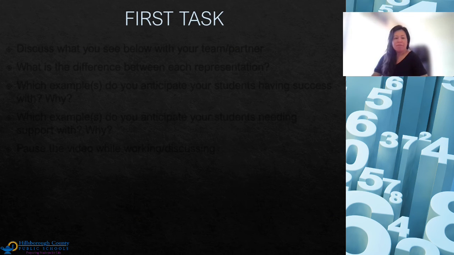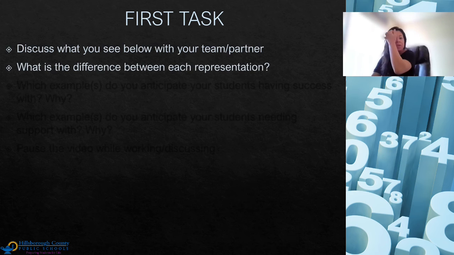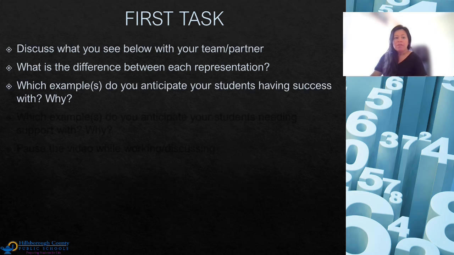We are going to dive into our very first task for the day. First, know that you are going to discuss what you see on the bottom of the slide when it comes up with your partner or with your team if you're watching with your team. You're going to think about and talk about what the difference between each representation is. And you're also going to anticipate which examples your students are going to have success with and why.